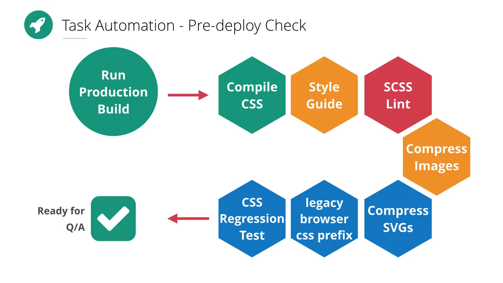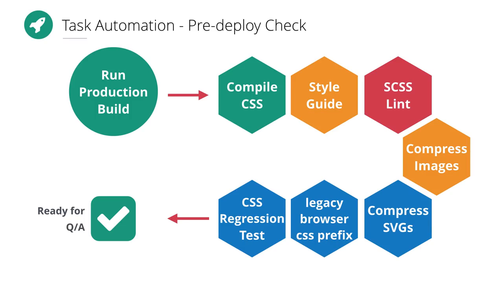We take all the images that are in the theme, and we use a lossless image compressor. We take all the SVG graphics that are in the theme, we copy them and compress them, and then do a second step, which takes multiple different graphics, combines them together into one large file, which has performance benefits, and then outputs that to the site.